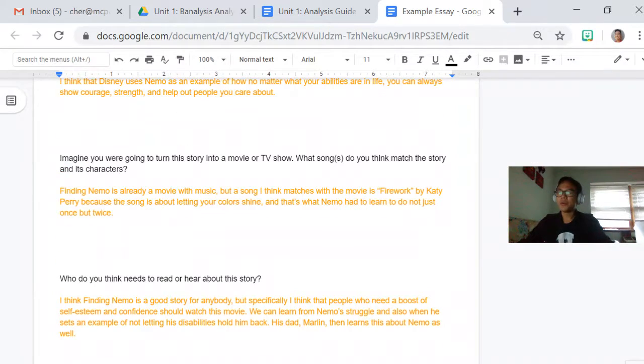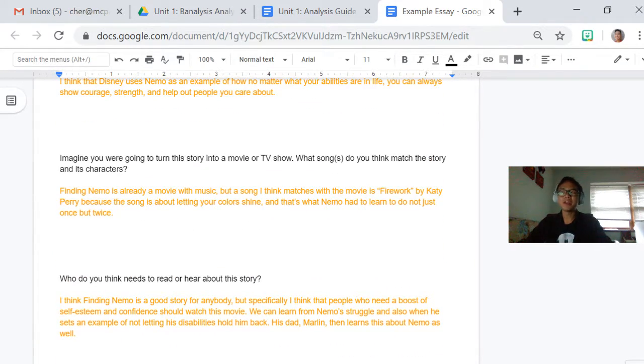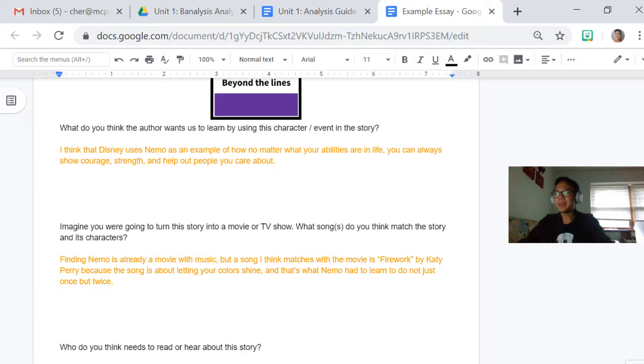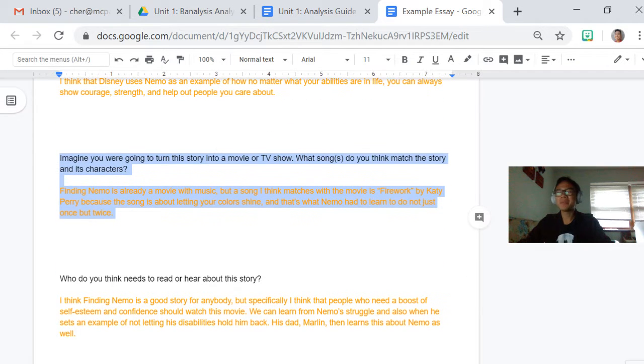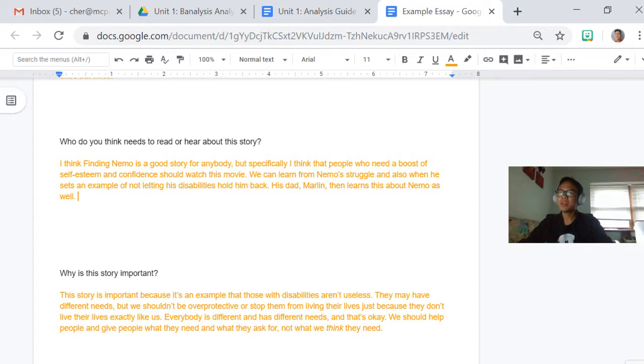So a lot of this orange, a lot of this beyond the line stuff, that is going to be the stuff that I want to pull from. Maybe not so much this question because that might be a little bit hard to connect. Like, yeah, sure, I can maybe make that connection of how the song Firework can connect with Nemo, but it might not work super well. So I'm going to skip over this question really quick. This one, though, who do you think needs to read or hear the story? Let's take a look at what I wrote for this.